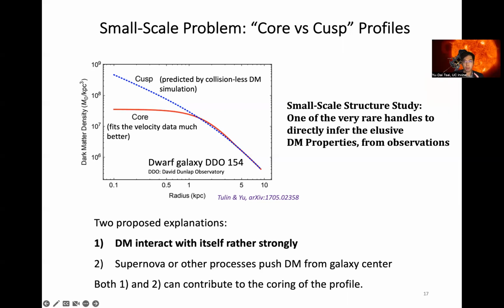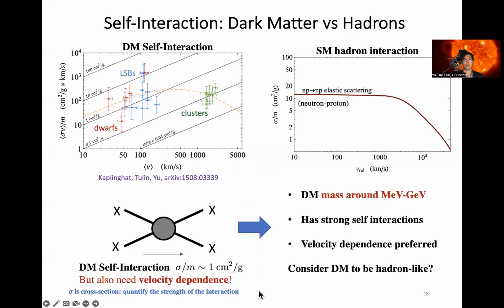But why is this so interesting to me? Small-scale structure study seems to be one of the very rare handles to actually understand the dark matter properties, not just its existence, because there is this indication that it could interact strongly. So you not only discover it, you also can use it to study its properties. And that's very important. Okay.